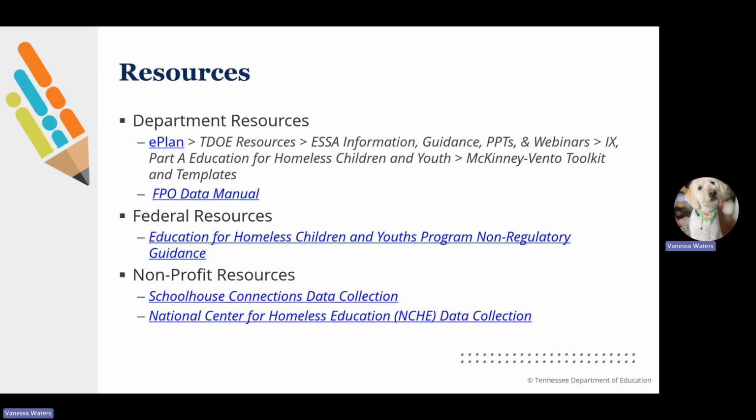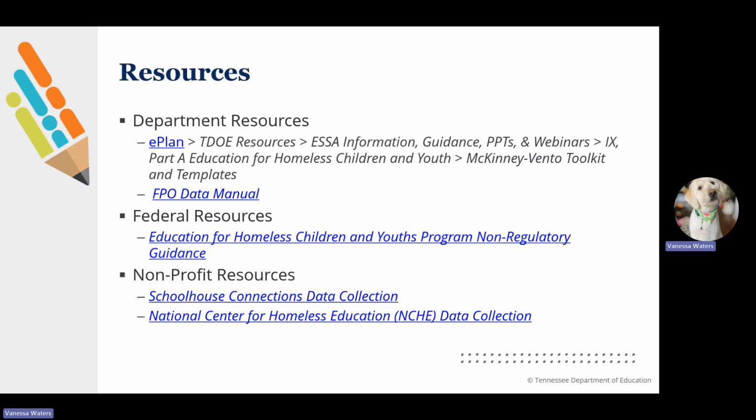To wrap up with some resources, if you would like to see department resources, you can find them in ePlan in TDOE resources under ESSA information guidance and PowerPoints, and then you're going to find your Title IX McKinney Title IX Part A, Education for Homeless Children and Youth information. In there, I have toolkits, webinars, resources, templates that you can use for your homeless programming. And then also for department resources, there's the FPO data manual that you can also reference after this webinar.